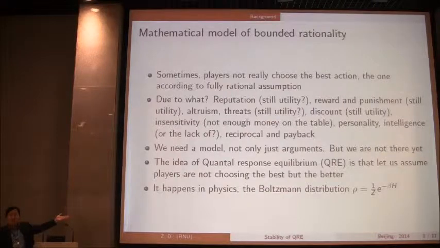And do not ask me why QRE people started to write their QRE in Boltzmann form, I don't know, but it happened to be the same. They actually just wrote down the same distribution function. And of course, instead of the negative beta, they have a positive beta. Negative beta means the lower the energy the better, right? Here it is the higher the payoff, the better.